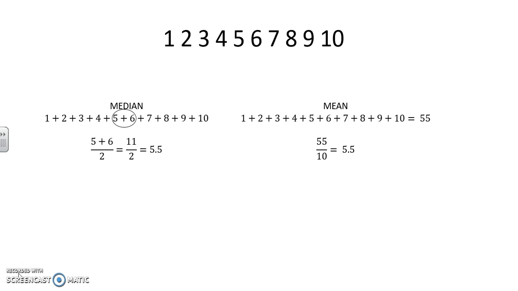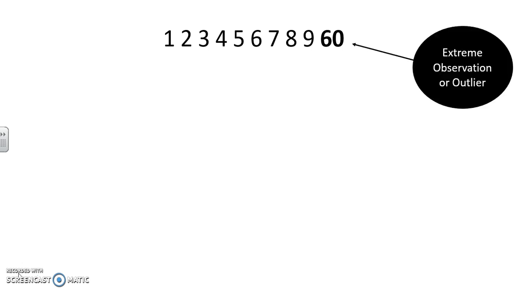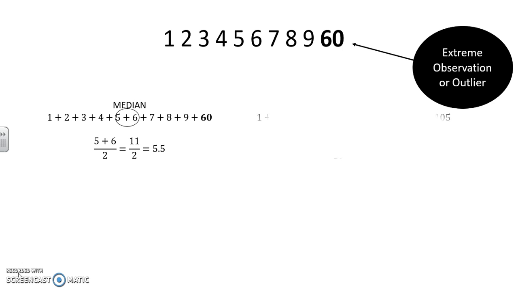Let's see what happens when we change one of our data values. So now we have this 60 at the end. We can say that the 60 is an extreme observation or outlier. Again, let's find our median. Okay, we still got 5.5. Nothing changed. Let's see, what do you think is going to happen to our mean though? Pause and think about it for a second. Well, our 10 changed to a 60 and our mean went up. Now we have a value of 10.5 for our mean. So as you can see, because we have this extreme observation or outlier, my mean got pulled very high.